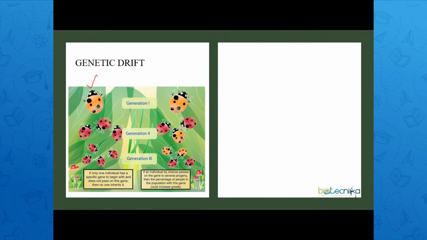So whatever the genetic frequency is here, say the yellow one and the red one, there's only one yellow and there are so many red. This will be maintained. But what if this yellow one breeds and passes on its genetic material to the progeny? Automatically, the yellow number will also increase. So now you will have a different genotypic frequency.